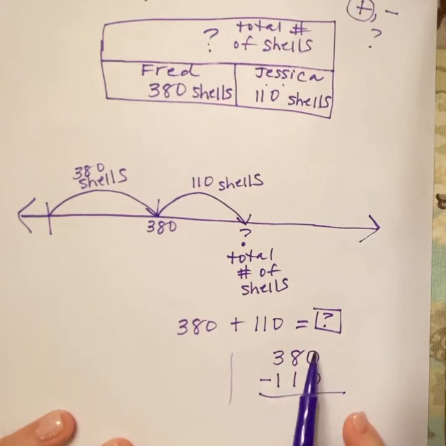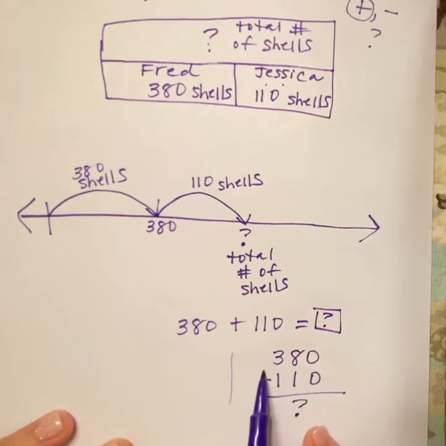And just remember, line up your ones, line up your tens, line up your hundreds. And that will give you, oops, plus sign. And that will give you the sum. So remember, the answer to an addition problem is the sum.